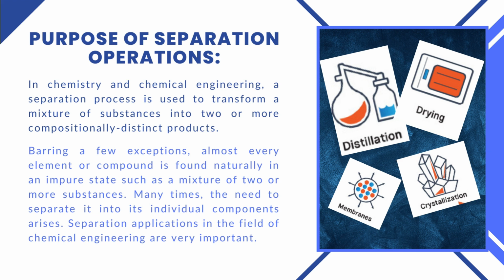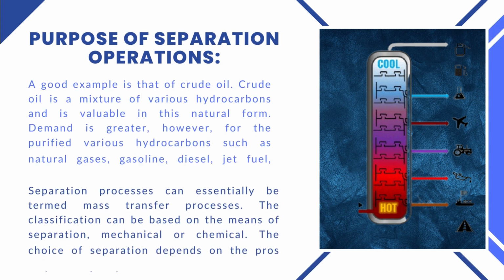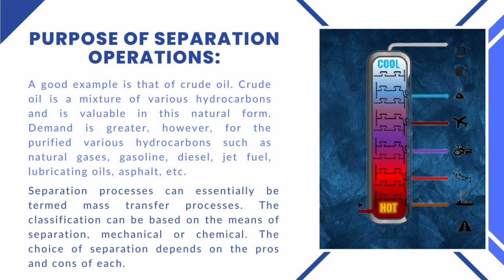Often we have to separate these into individual components. And we may come across many such examples as we move further in the series of separation operations. It is a very important field of chemical engineering. One of the simplest and the best examples of a separation process is the fractionation of crude oil. As we are aware, crude oil is a mixture of various hydrocarbons. These are valuable in their natural form. There is a great demand and crisis for the purified cuts of these hydrocarbons.